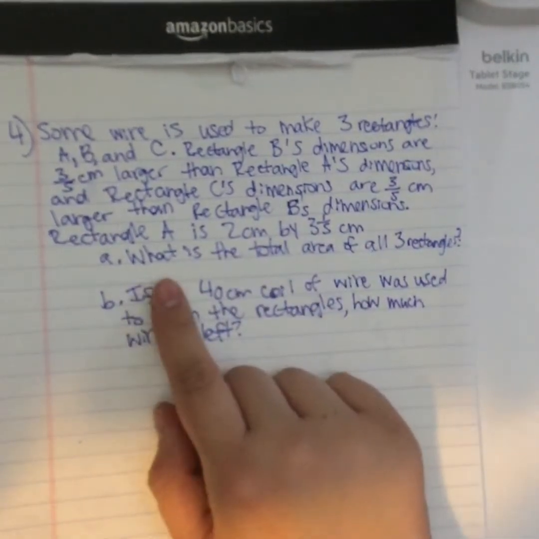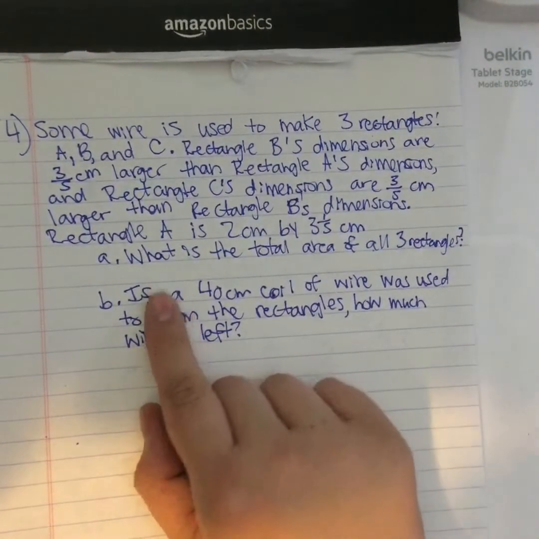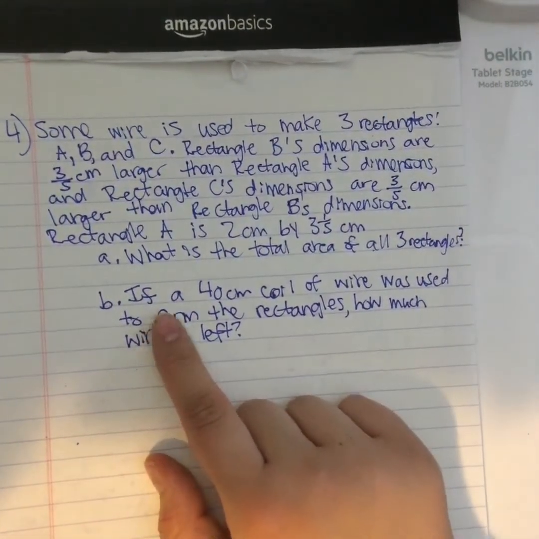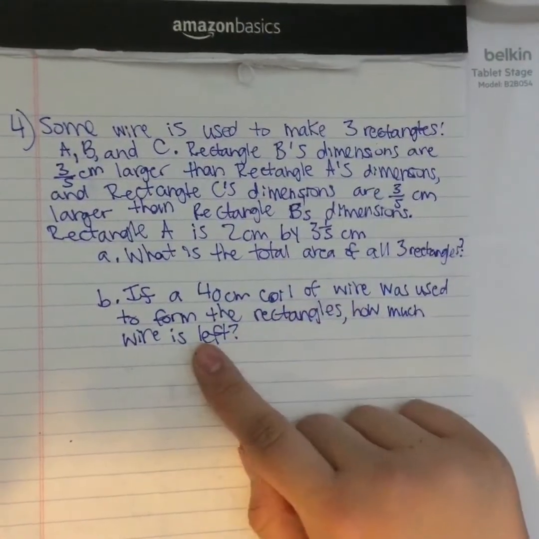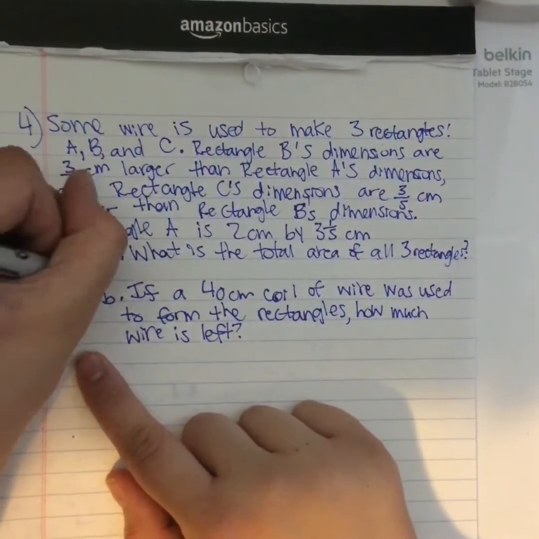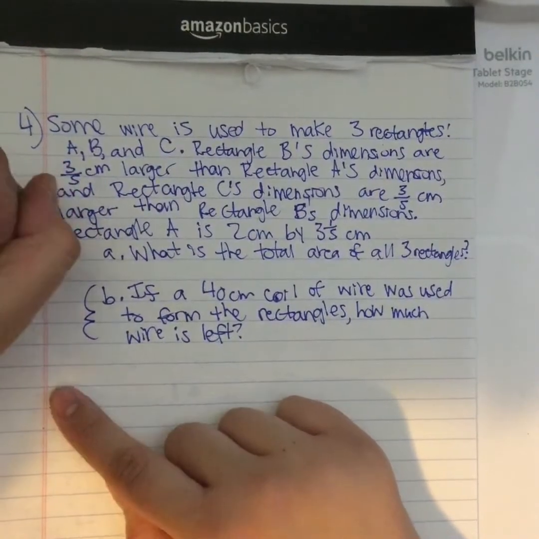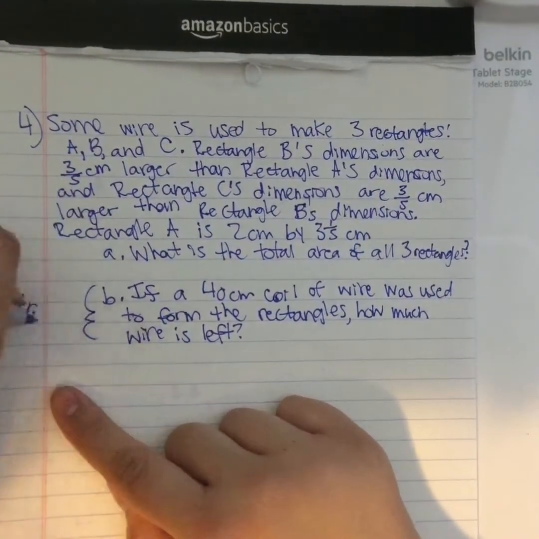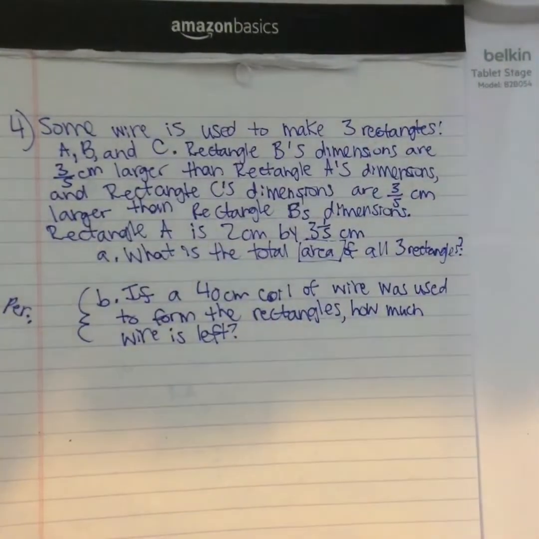Part A says, what is the total area of all 3 rectangles? Part B asks, if a 40 centimeter coil of wire was used to form the rectangles, how much wire is left? So question B, while it doesn't say the word, it's asking about perimeter. Question A says that it's asking about area.